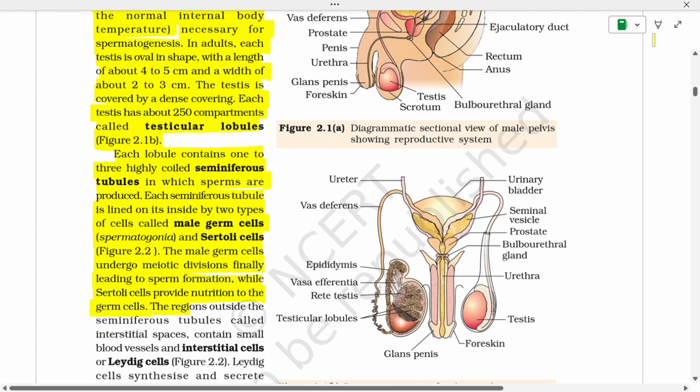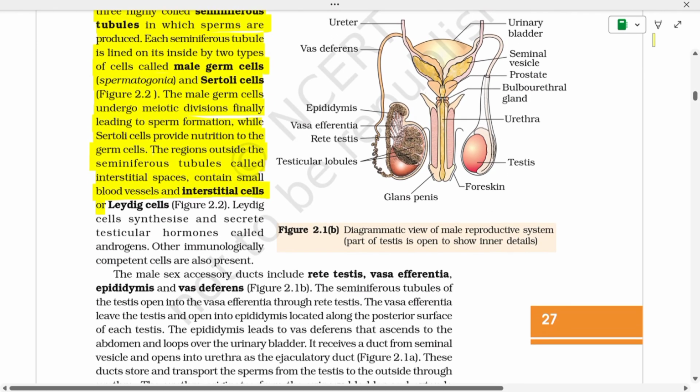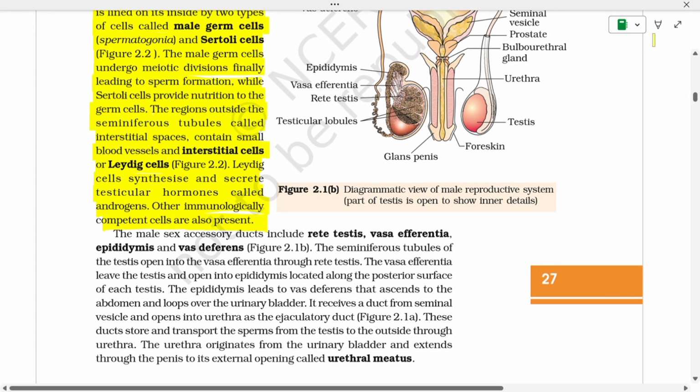The regions outside the seminiferous tubules, called interstitial spaces, contain small blood vessels and interstitial cells or Leydig cells, figure 2.2. Leydig cells synthesize and secrete testicular hormones called androgens. Other immunologically competent cells are also present.